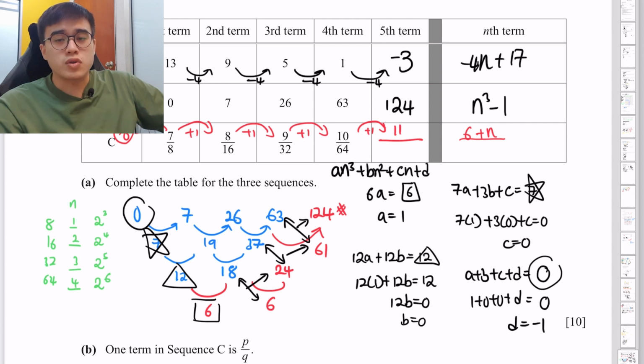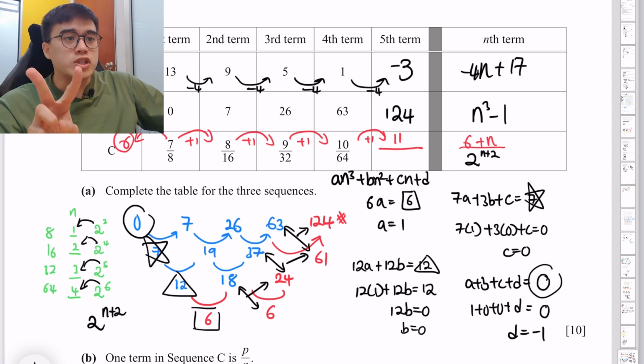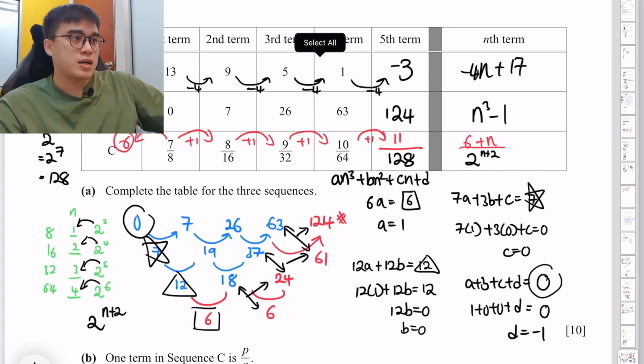So the last thing to do is to identify the relationship between the power and the n term. So with this, I can notice that the difference is constantly 2, which means I can set my n term as 2 to the power of n plus 2 for this. So when it's the fifth term, then I put 2 to the power of 5 plus 2, you get 2 to the power of 7, which is 128. That's how you get your part A sorted out with a full 10 marks.